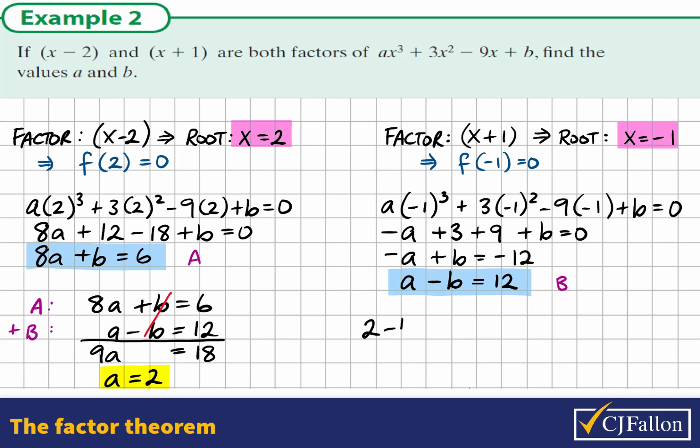Sub this value back into maybe equation b is the easier one, so 2 minus b is equal to 12, minus b is equal to 10, so b is negative 10.